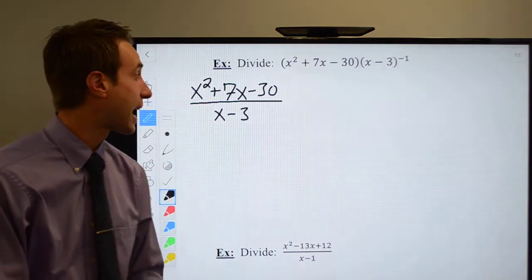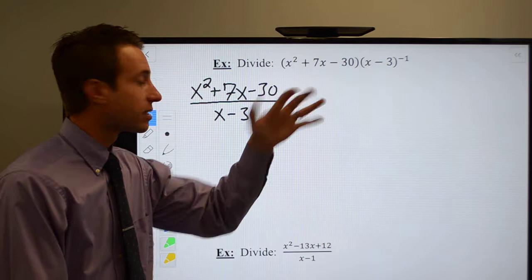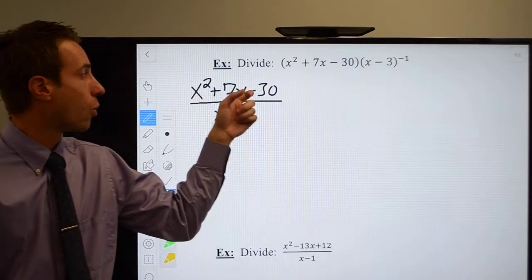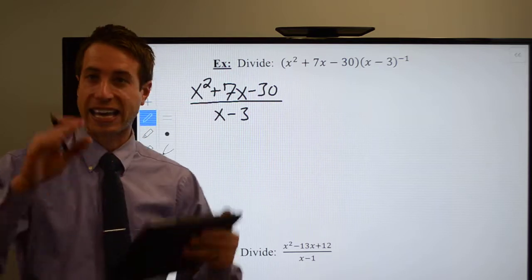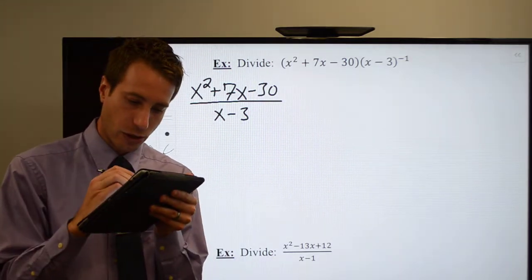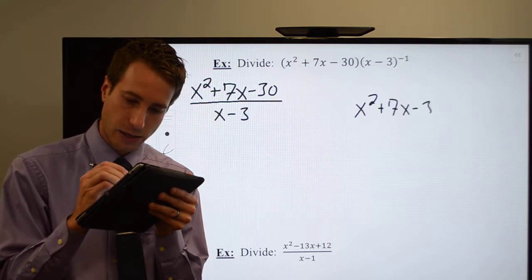Also, I need to make sure that I don't need any placeholders. X squared, x to the first, x to the 0. Okay, so I have everybody, 2, 1, 0. Don't need any placeholders. We're all set to go ahead and just set up our division. So x squared plus 7x minus 30.